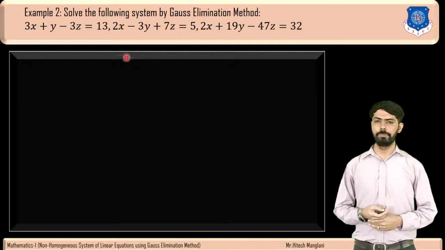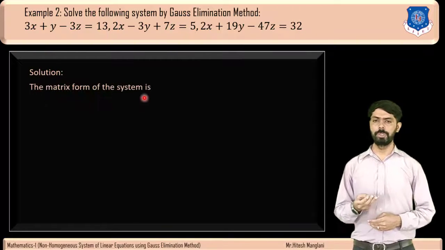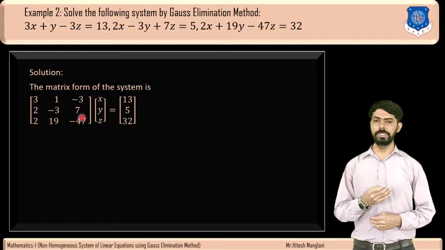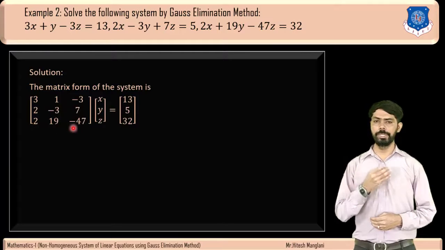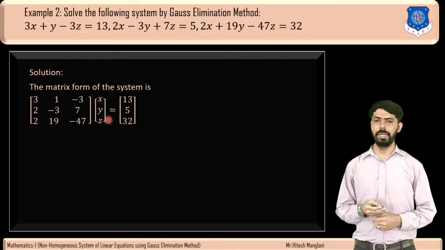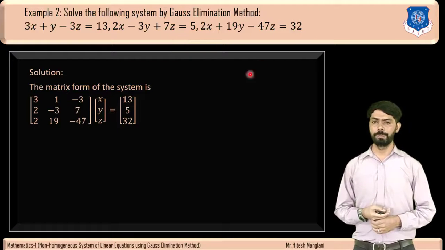So here, first of all, we will write down the matrix form of the system. The matrix form of the system is given by [3, 1, minus 3; 2, minus 3, 7; 2, 19, minus 47] into [x, y, z], because as you can see, there are three variables x, y and z, and it is equal to [13, 5, 32], because if you look at the right hand side of the equations, the values are 13, 5 and 32.